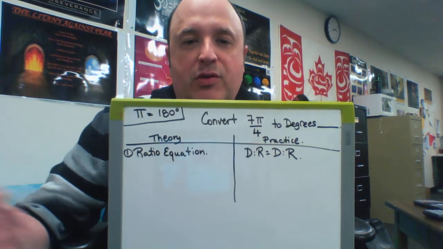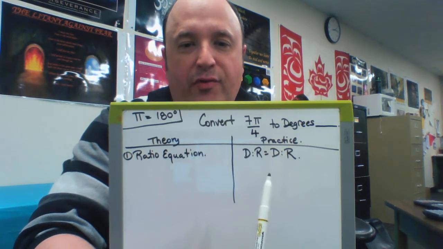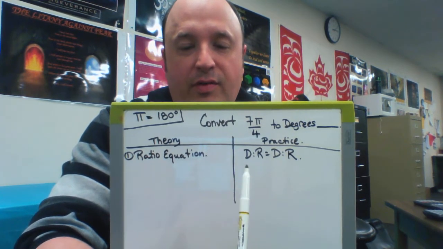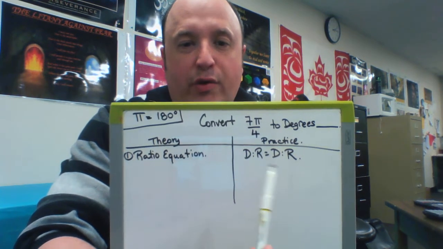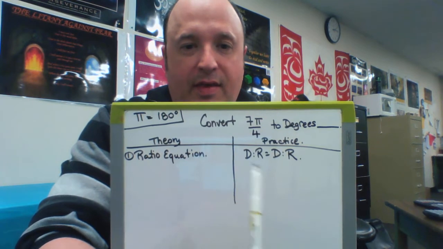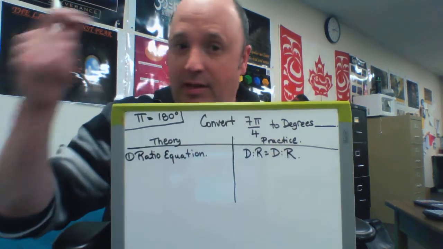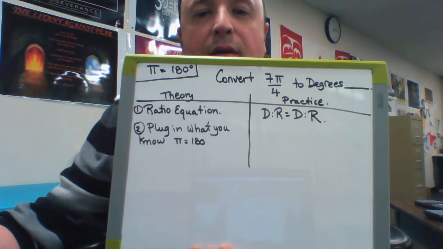And remember, when you're doing a ratio equation, it doesn't matter the letter of the D and the R. I could put R first or D first, as long as what you have on the left side is the same as what you have on the right side. The order is the same. The order can be backwards as long as it's the same backwards. Otherwise, your ratio is going to have a little bit of trouble. So we plug in what we know.